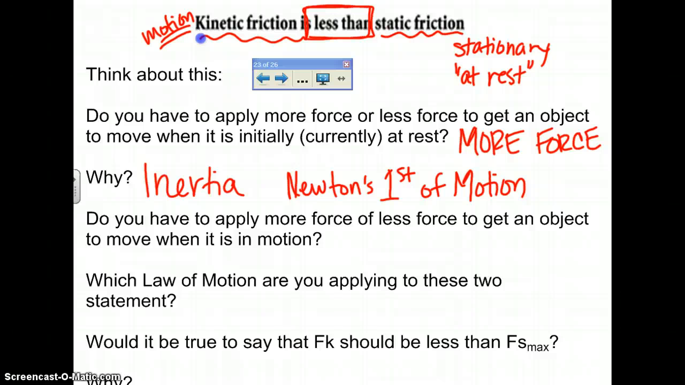By the way, what is the other name for Newton's first law of motion? Looking back in your notes, you'll be able to see that the alternative name for Newton's first law of motion is the law of inertia. So do you have to apply more force or less force to get an object to move when it's in motion, when compared to the Fs? You have to use less force to get it to continue to move. So which law of motion are you applying to these two statements? You already answered that, right? This is Newton's first law.